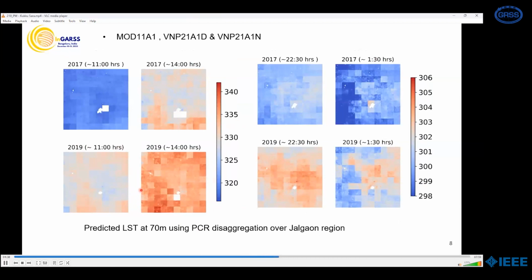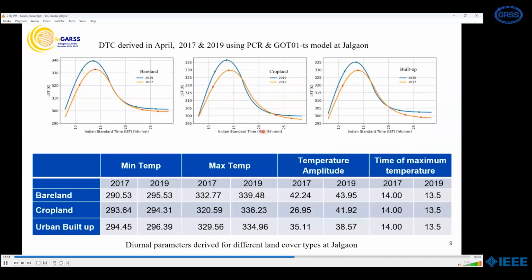We can see that in the year 2019, most of the pixels are very warm compared to 2017. Especially during night, we can see that the urban pixels are warm. This could be indicative of urban heat island effect. Similarly, their diurnal temperature cycles were also compared for both these years. As we can see here, minimum temperature and maximum temperature were pretty high for 2019 compared to 2017.